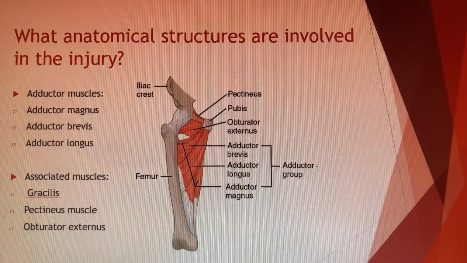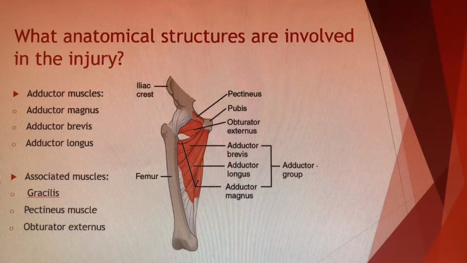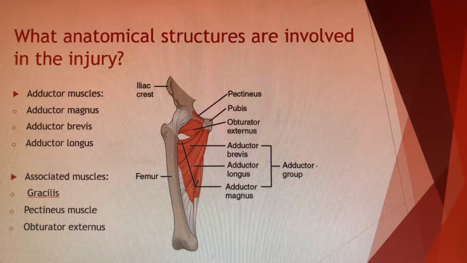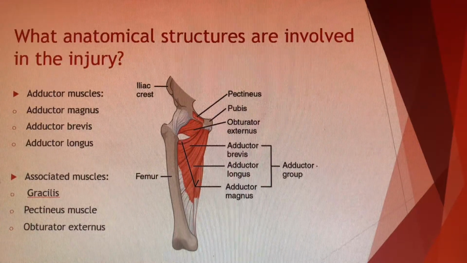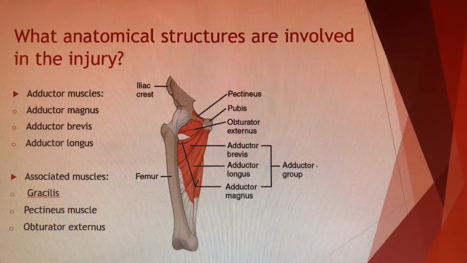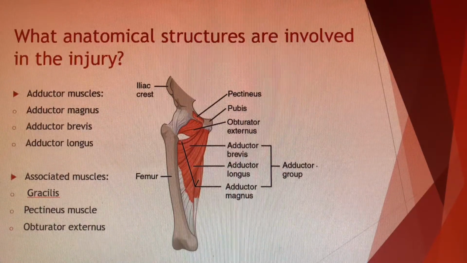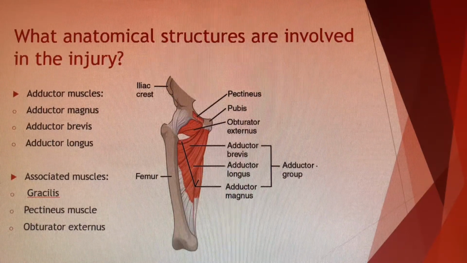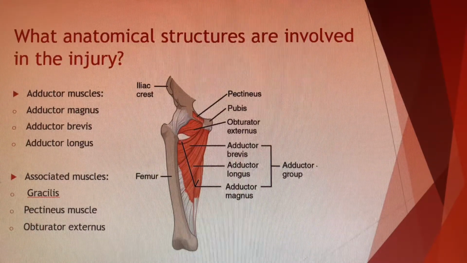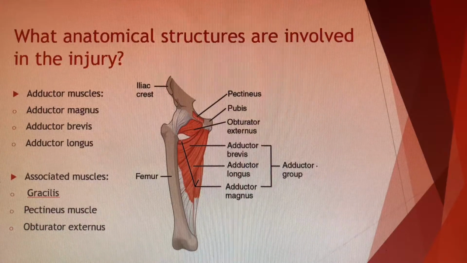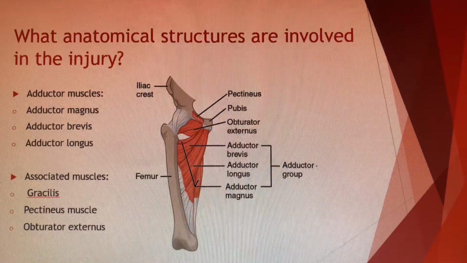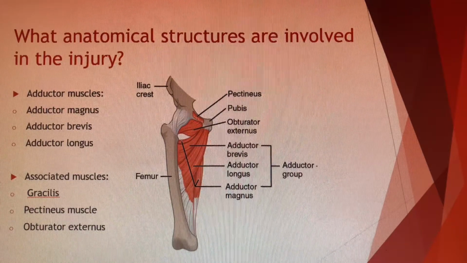The anatomical structures involved in this injury could be in relation to any of the adductor muscles. These muscles are the adductor magnus, which originates at the inferior pubic ramus and ischial tuberosity and inserts into the linea aspera and adductor tubercle. The adductor brevis originates at the inferior pubic ramus and inserts into the linea aspera and pectineal line, and the adductor longus originates at the anterior pubic ramus and inserts into the linea aspera.